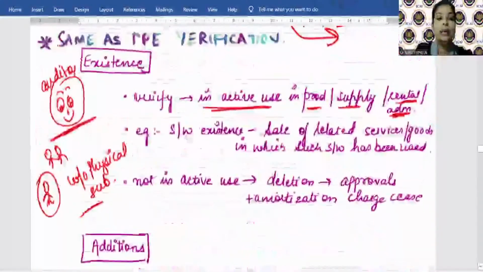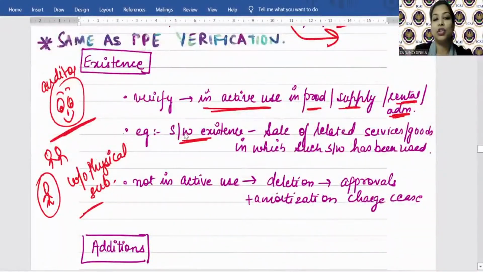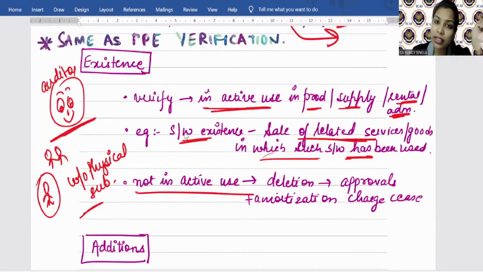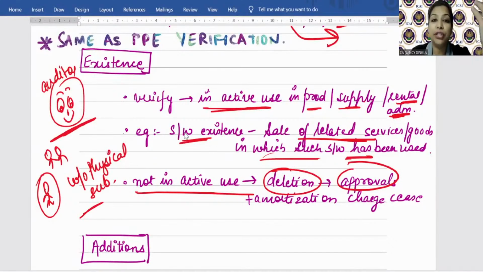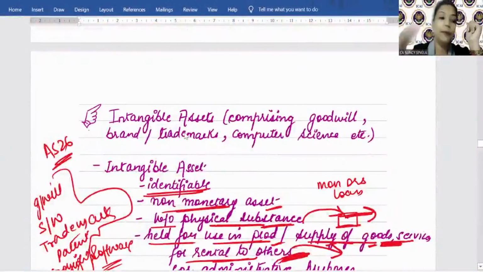Okay? For example, how can you verify the existence of software? Sale of related goods or services in which that software has been used, right? If it is not in active use, the same will apply as we did in PPE. It shall be deleted after the approval, and your PPE is what? They are depreciated, right? What is the term for intangible assets? They are what? Quickly send in your replies, they are amortized.